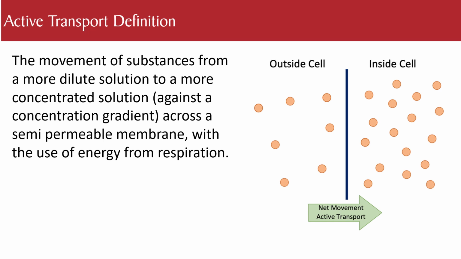Now, we've got diffusion, we've got osmosis. Now what we've got is active transport. Okay, active kind of gives it away a little bit. Active transport is the movement of substances from a more dilute to a more concentrated area. So that is against a concentration gradient across a semi-permeable membrane, and it does use energy. This time outside the cell we've got less, inside the cell we've got more. Active transport is where it goes against the concentration gradient. Okay, but the key to it is the fact that you're using up energy.